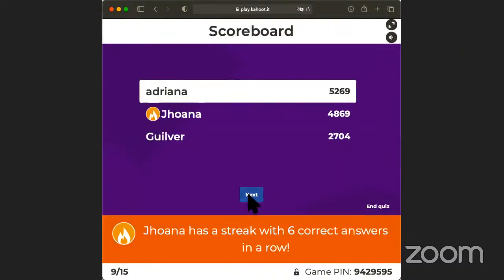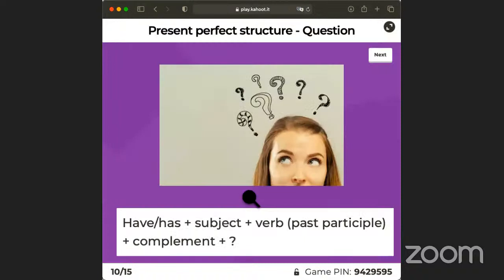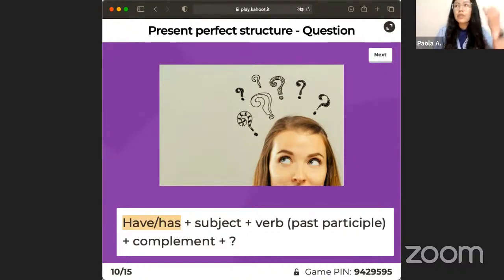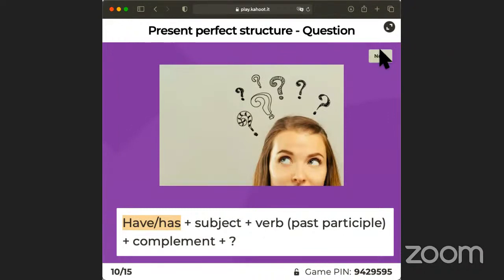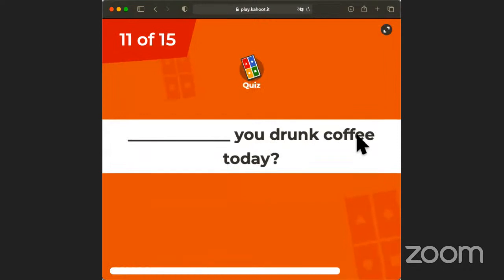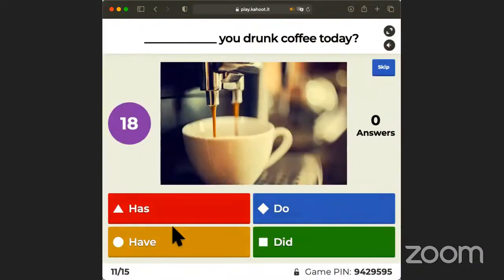Okay, you have to be fast. Okay, and for the question, have or has always goes at the beginning, but if I have a question word, which could be where, what, how much, how many, it goes before, right? It goes before, and then I have or has. Okay, so questions, let's practice questions. Has, do, have, did.